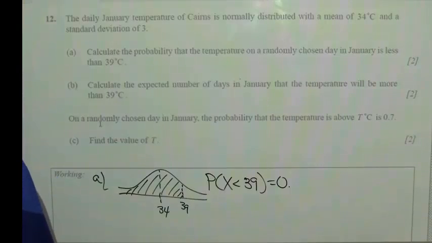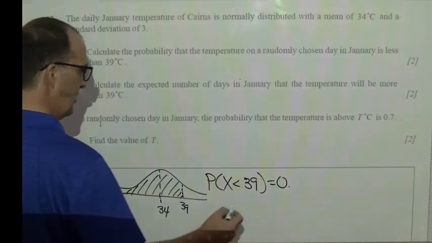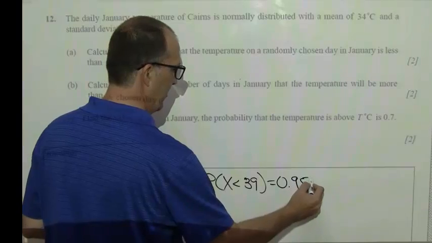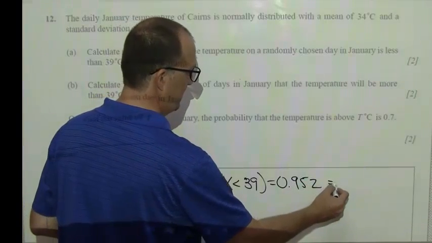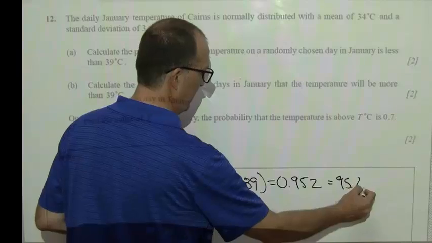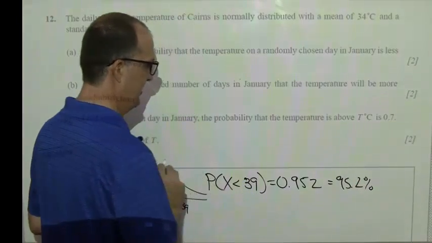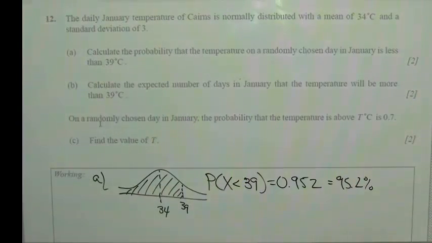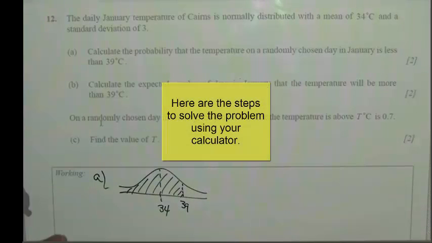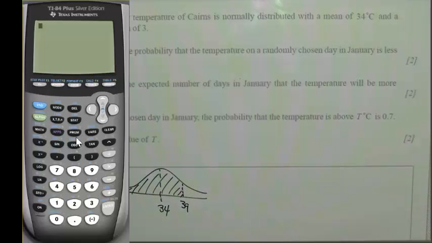I'll give you a second to work that out, sorry. 0.952, which you can leave it like that or tell me it's 95%. The decimal answer is acceptable. So we find the normal distribution under the vars, so second vars to distributions, and we always will use the CDF. And we enter into our lower bound.